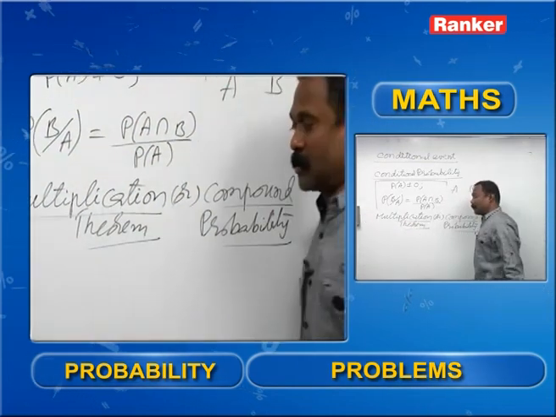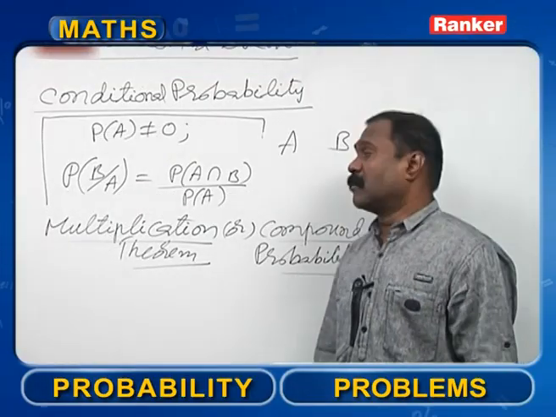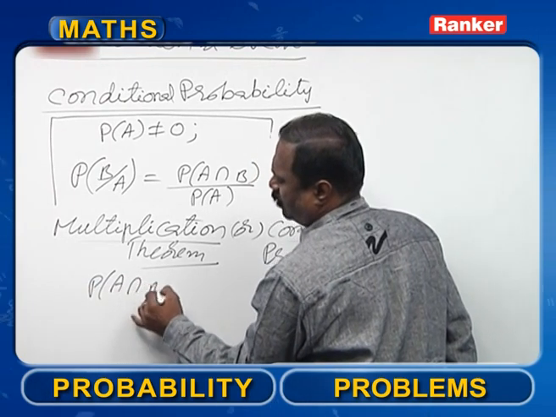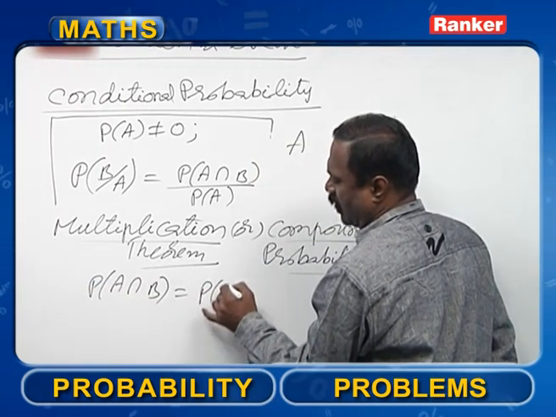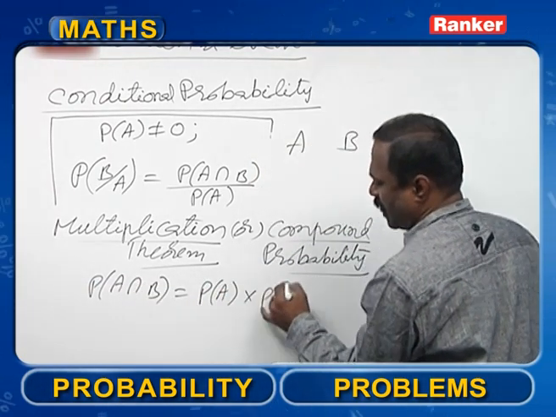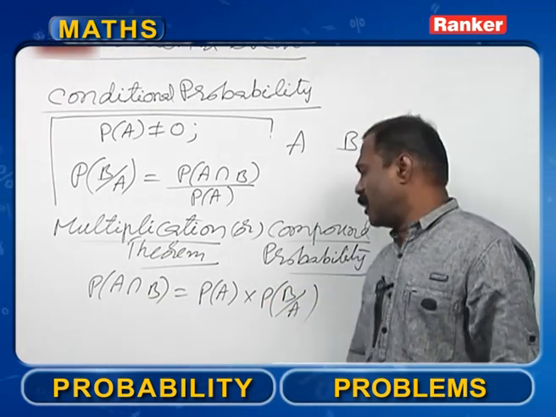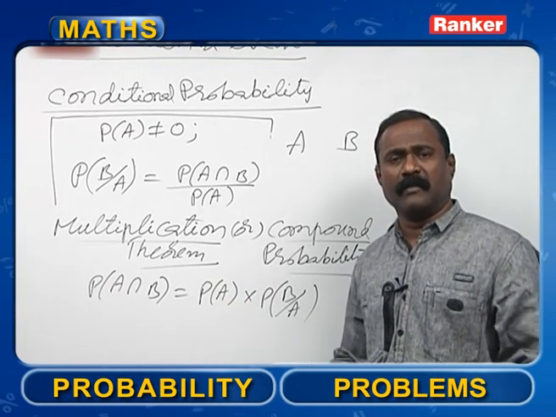What is the multiplication theorem? Multiplication theorem is simply: P of A intersection B is equal to P of A into P of B after A. So what does it mean? It is multiplied. That is why it is said to be the multiplication theorem.